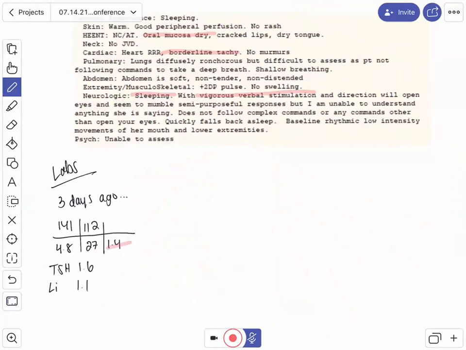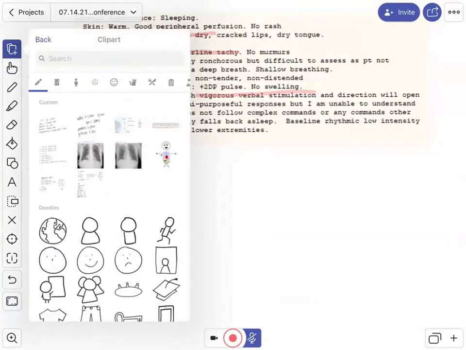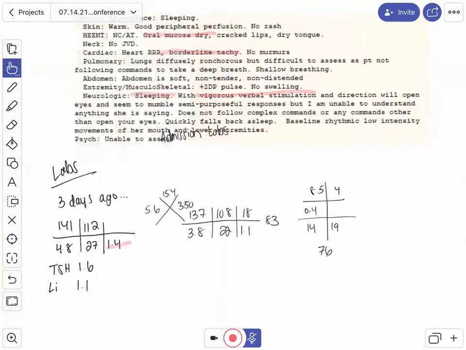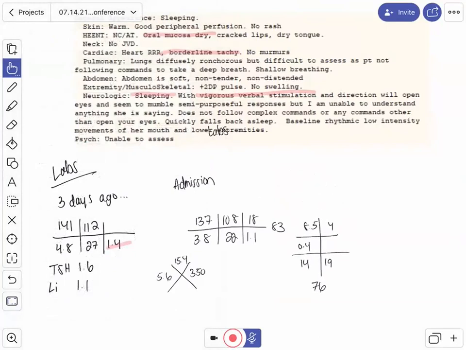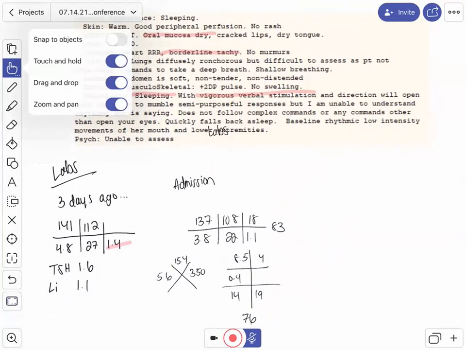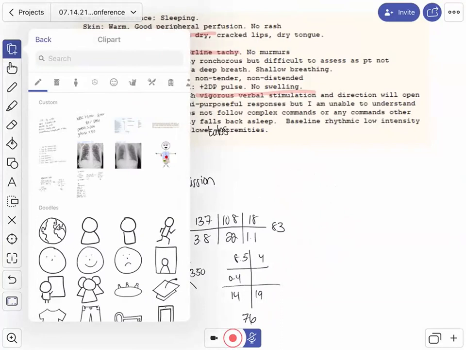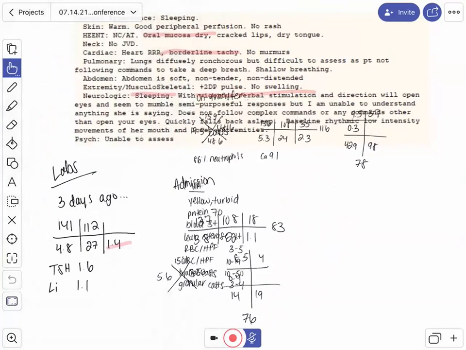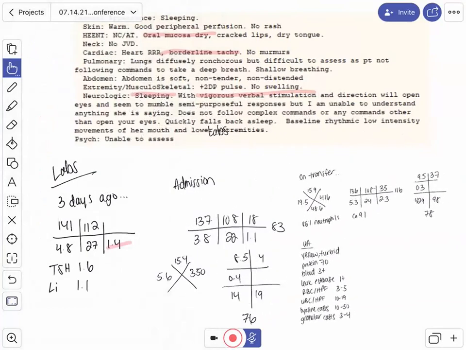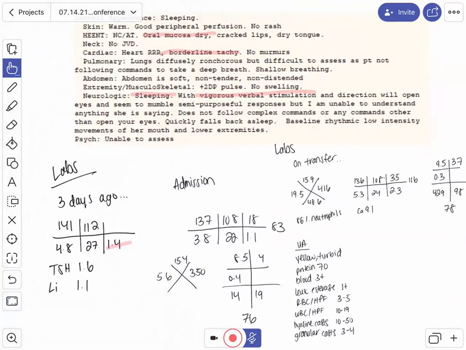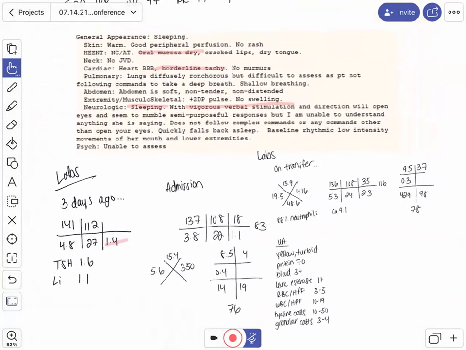Perfect. Okay, so let me give you the labs that were actually checked by the person who was admitting her. So to give you guys some perspective, these were her labs on admission when she was first brought into the hospital. And then I will give you the labs that were checked in her acute illness. I'll move these over here. I'll give you guys a minute to look at those.